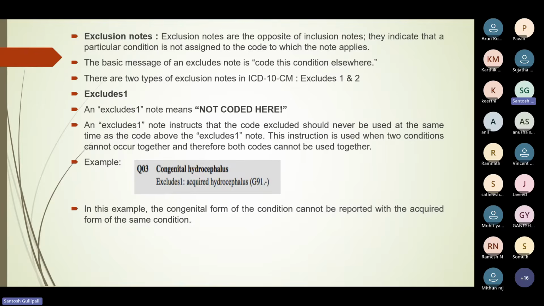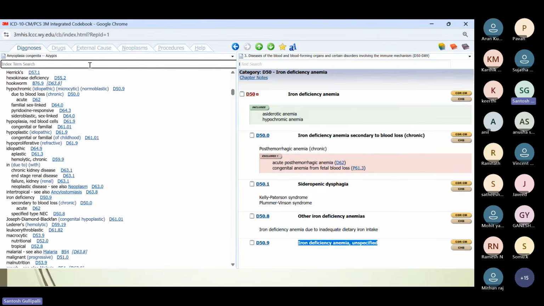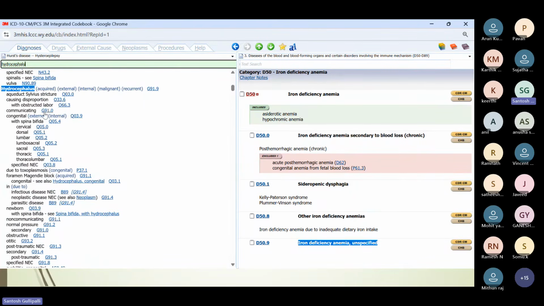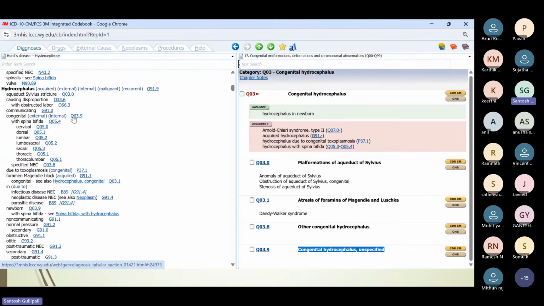In exclusion notes there are two types: Excludes1 and Excludes2. Simply, Excludes1 means not coded here. Not coded here means, for example, congenital hydrocephalus, the code is Q03. Go to hydrocephalus, congenital. The code is Q03.9.